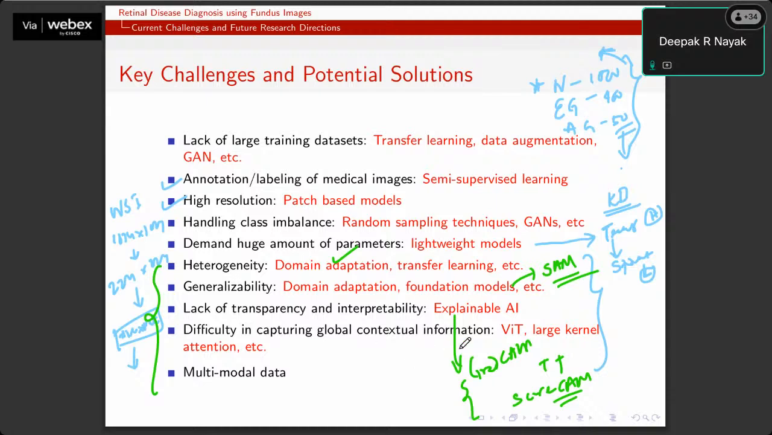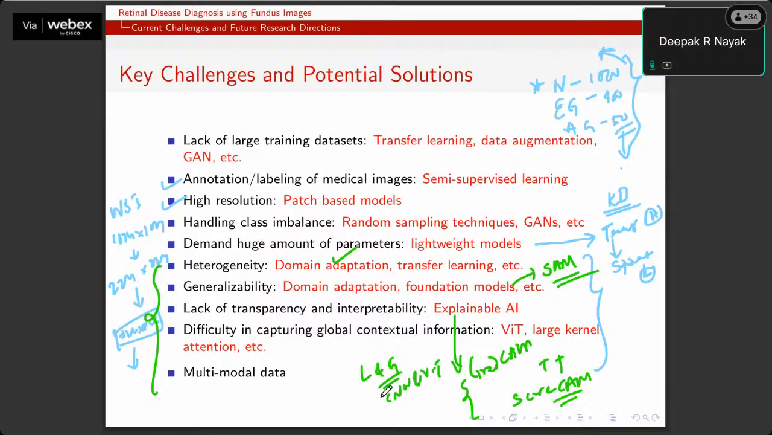Difficulty in capturing global contextual information. Of course, we have seen how to deal with this kind of issue. CNN models struggle to capture global contextual information because of the limited receptive field. But vision transformer models can be helpful in capturing this global context. But what is more important is, can we have local and global together? That means we're talking about CNN and ViT together, which is known as convolutional vision transformer or convolutional transformer.